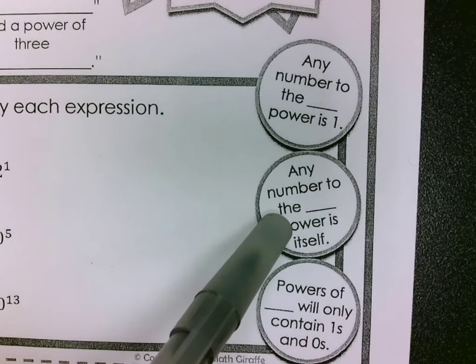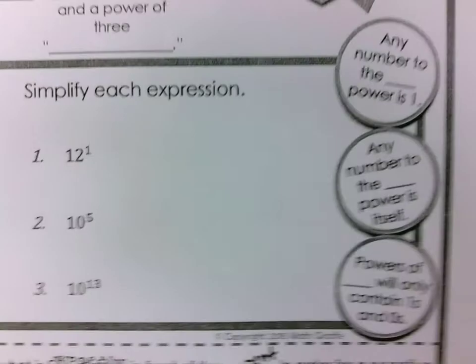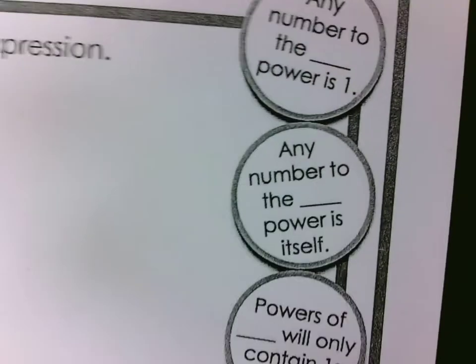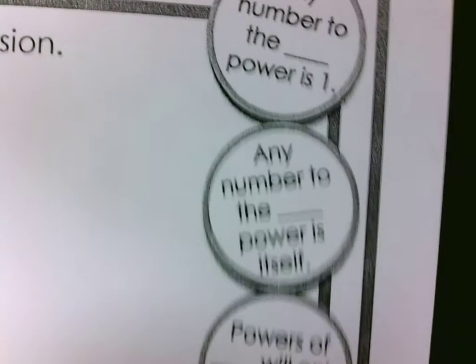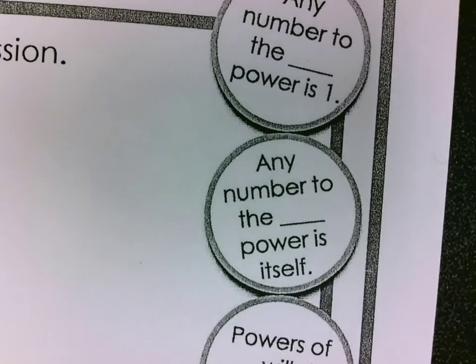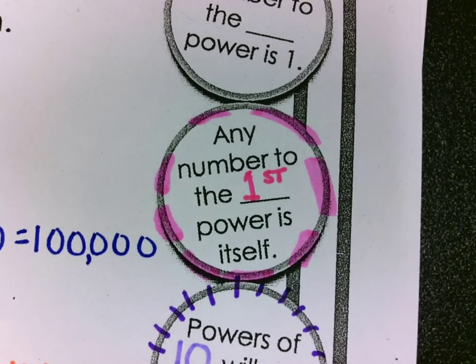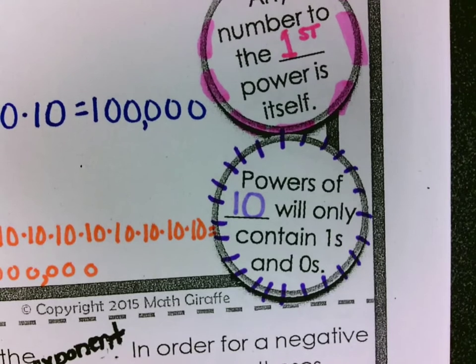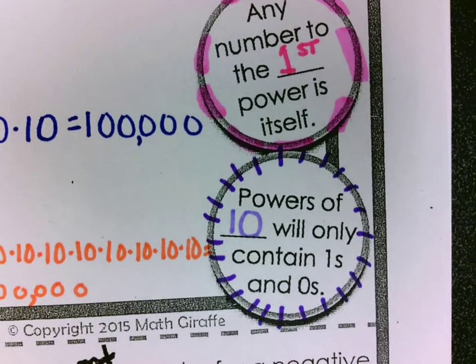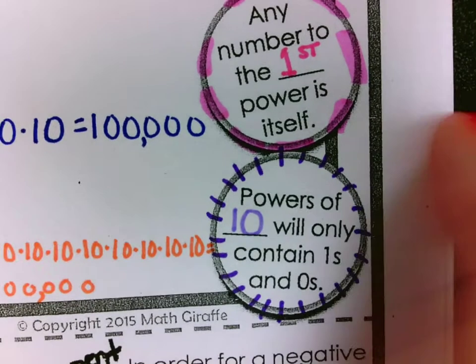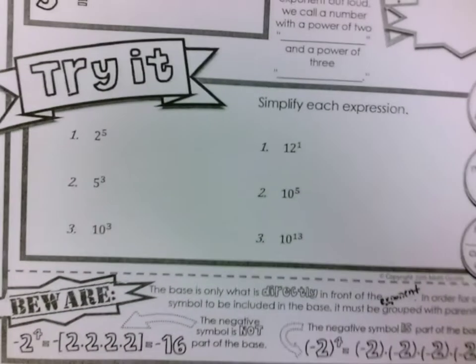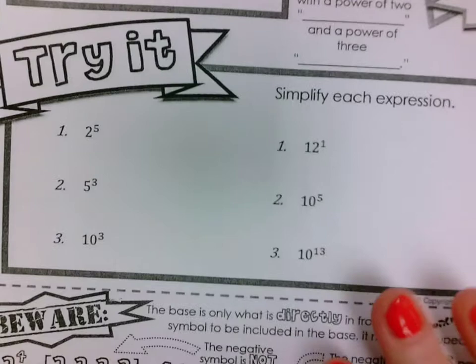But for this circle, any number to the blank power is itself. All right, so for that one, we're going to fill in first power. So any number to the first power is itself. And then below that, powers of 10 will only contain ones and zeros, which we'll see in the last two examples in this section. So if you want to try these 6 examples and then pause it and then come back and check your answer, you can do that.